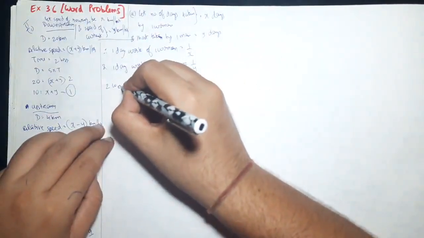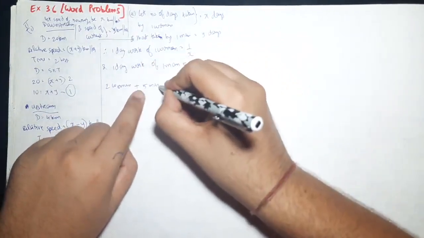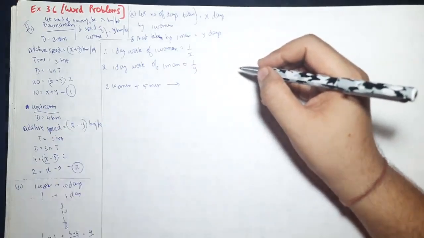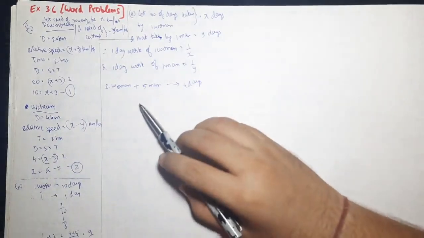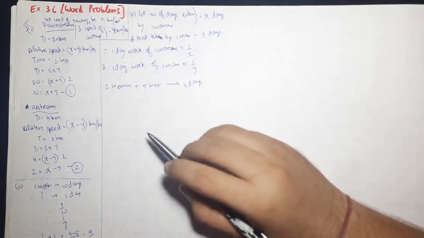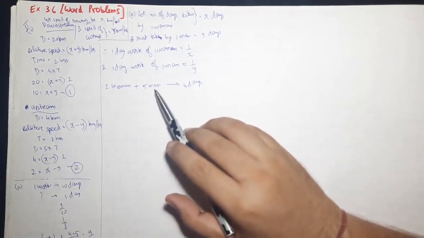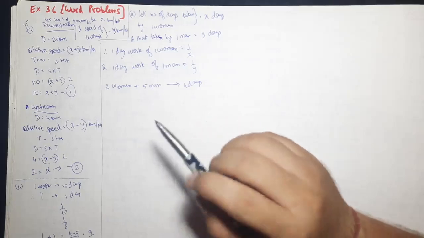Now the question is, 2 women and 5 men. 2 women and I have kept with plus sign, 5 men completes the work. This arrow suggests they complete the work in 4 days. The combined effort of 2 women and 5 men completed the work in 4 days. So this group, which is having 2 women and 5 men, how much amount of work will they be completing in one day?